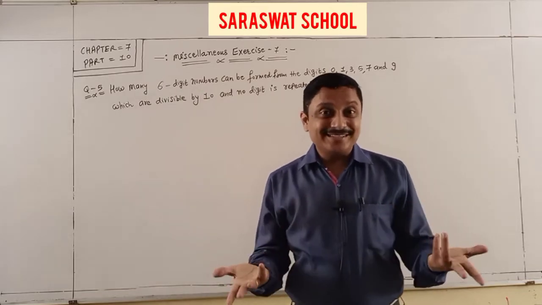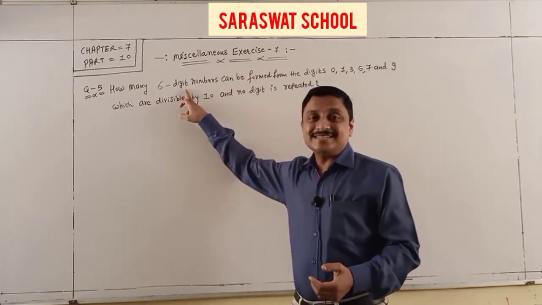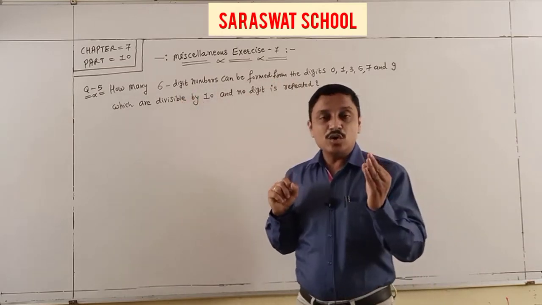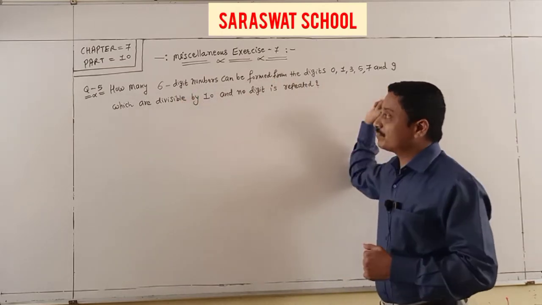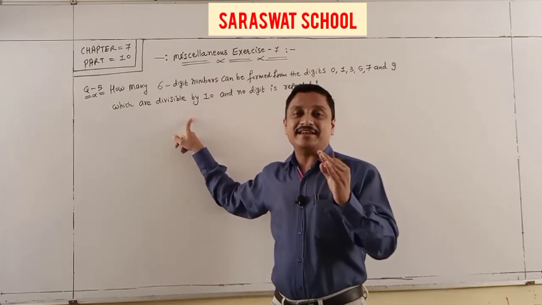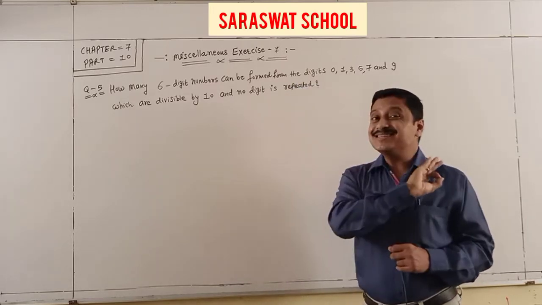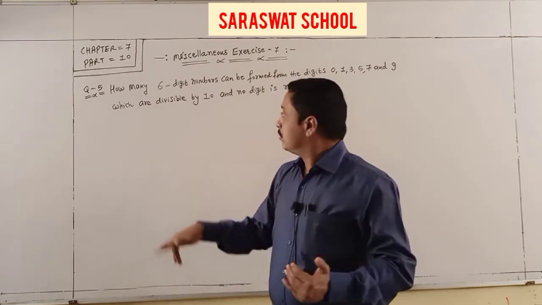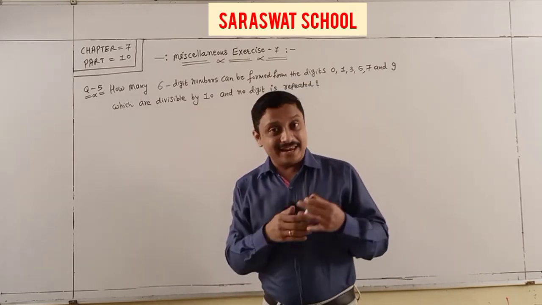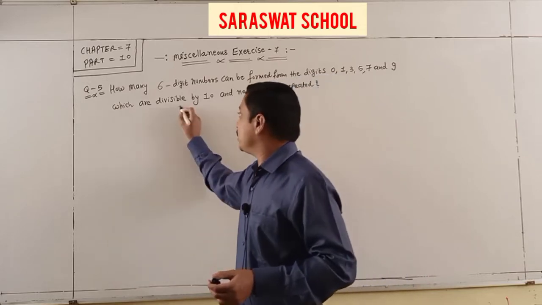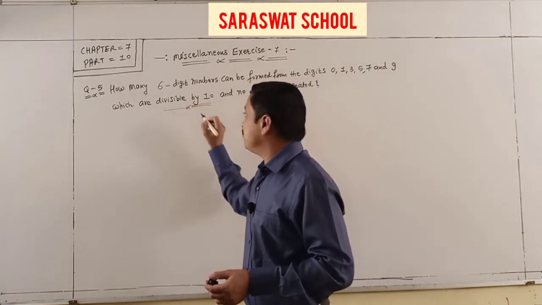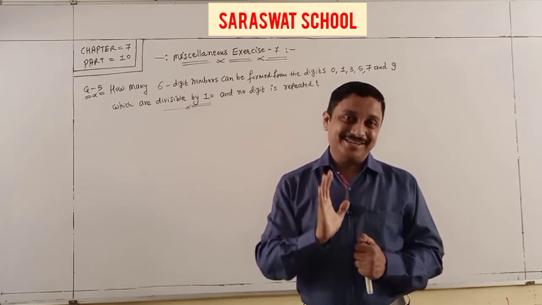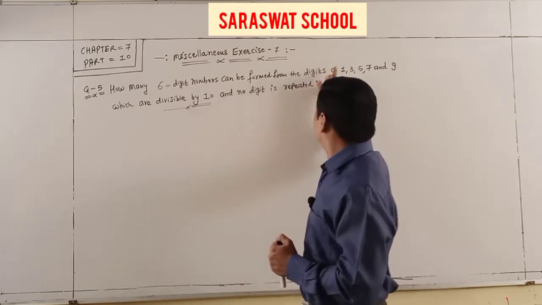Very easy numericals. How many 6-digit numbers can be formed using the digits 0, 1, 3, 5, 7, 9 that are divisible by 10, and no digit is repeated? First of all, students, what is the meaning of divisible by 10? Yes, you are thinking correctly. Divisible by 10 means the unit place must be 0, and our digit 0 is given.